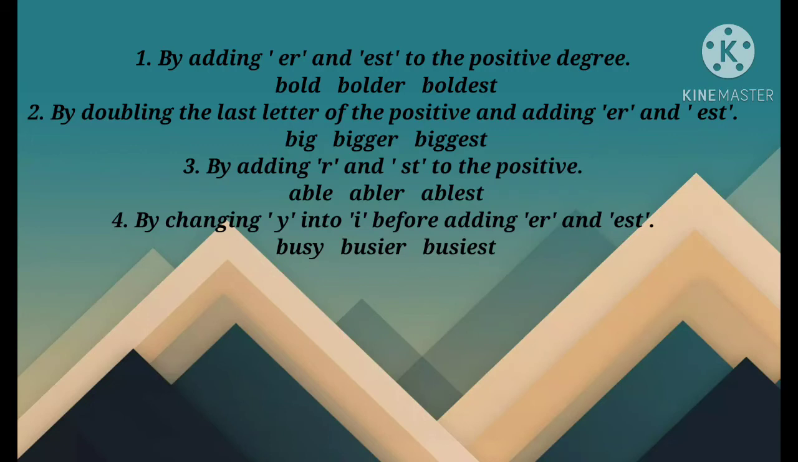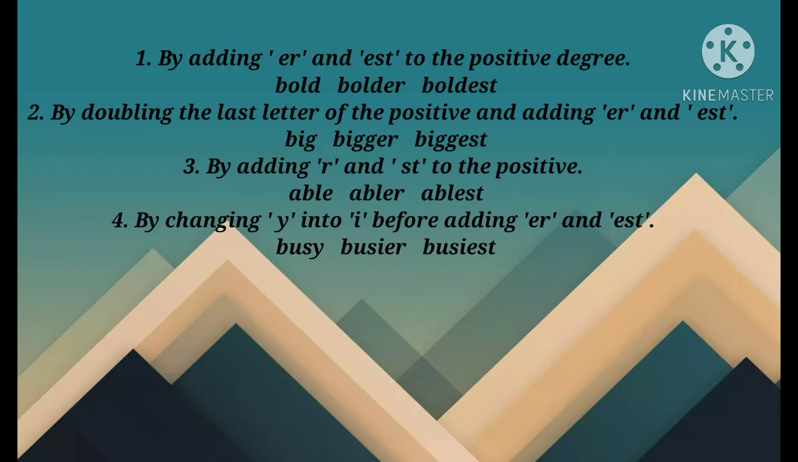See, by adding ER and EST to the positive degree. When we form comparative degree, we add ER to the positive degree and EST for the superlative degree. For example, bold, bolder, boldest. So here bold is positive degree and we have added ER to make it comparative, bolder, and we have added EST to make it superlative, boldest.